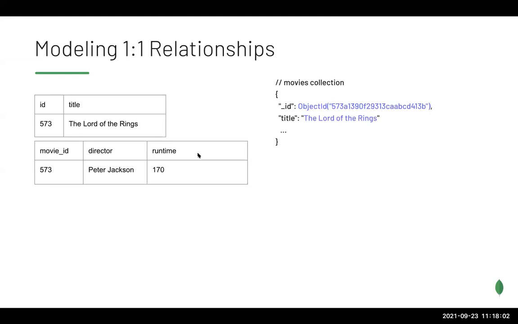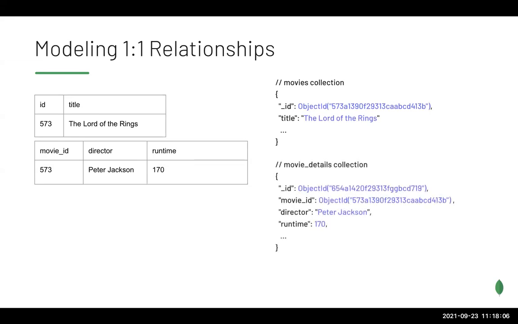And in MongoDB, you might do something similar. So you might have a movies collection that has the key and value pair of the title and the value of the movie, the name of the movie. And then you might have a movie details collection that references that movie ID and then adds additional information such as the director, the runtime, and additional information about the movie. So while you could do this, this isn't the way to go about it.